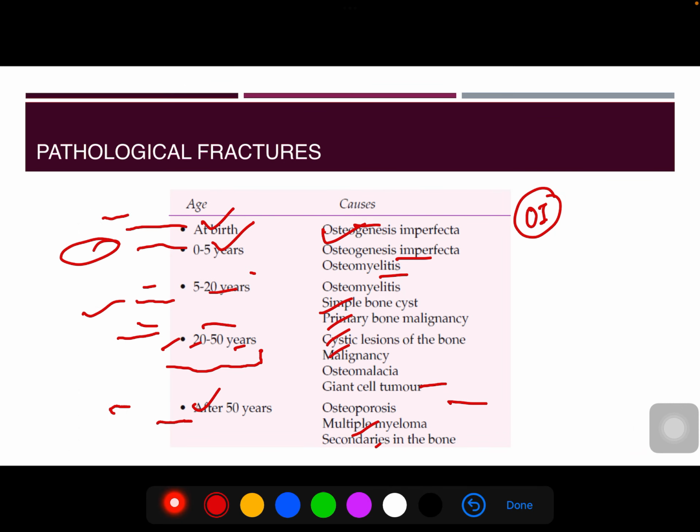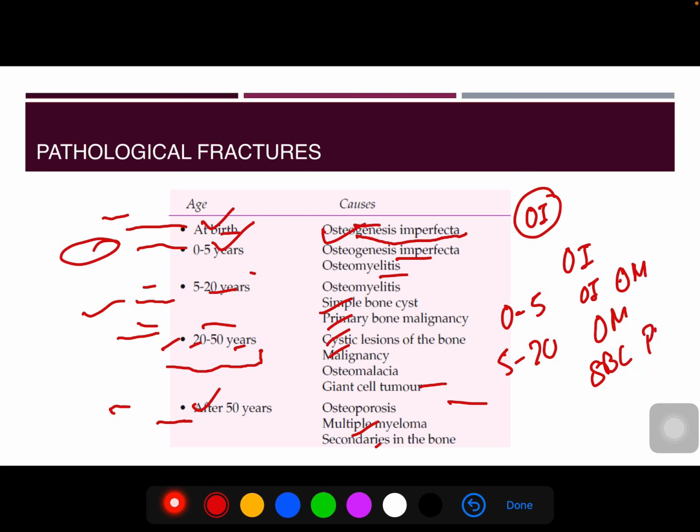Regarding the age factor, at birth, if there is a pathological fracture, then we have to suspect osteogenesis imperfecta. At 0 to 5 years, osteogenesis imperfecta along with osteomyelitis; at 5 to 20, osteomyelitis, simple bone cyst, and primary bone malignancy; at 20 to 50, cystic lesions are more common, and malignancy, osteomalacia, and giant cell tumor. After 50 years, osteoporosis is common, and multiple myeloma, and secondaries in the bone.